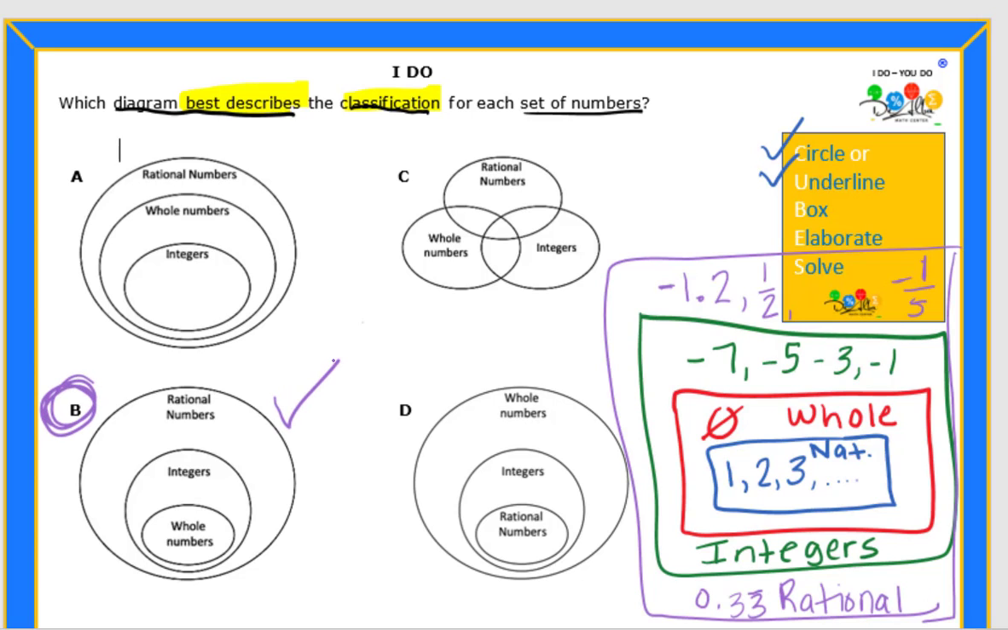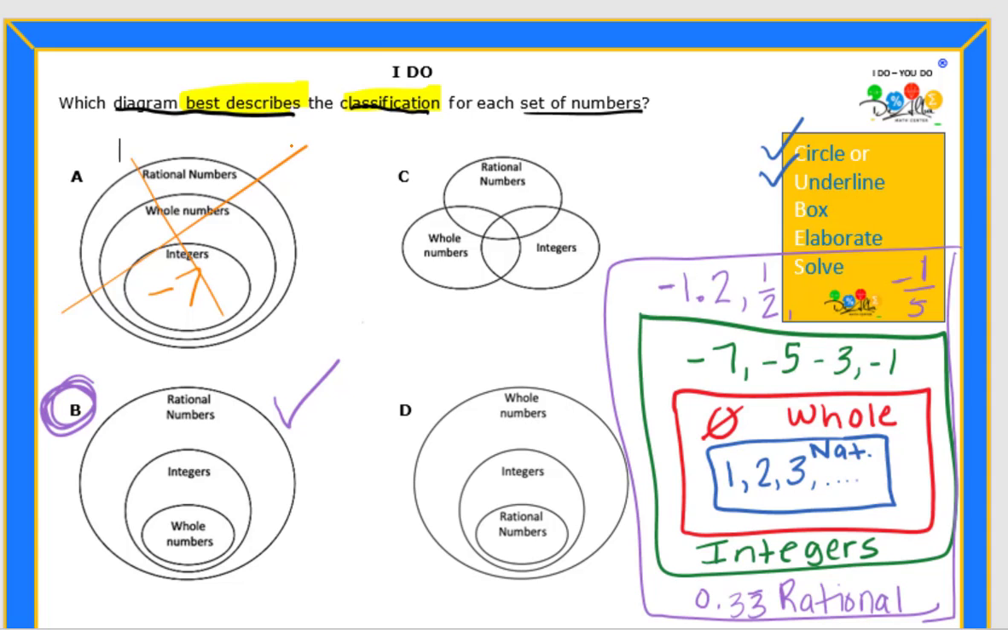What is wrong with letter A? Absolutely. They switched the whole numbers and the integers. Can you imagine if I had picked an integer like -7? Well, it looks good at the beginning, but then I'm saying that -7 is also a whole number because it's inside the circle of whole numbers. Is that true? No, it's not.